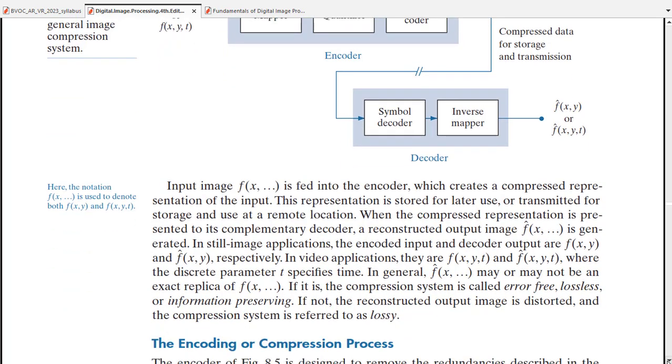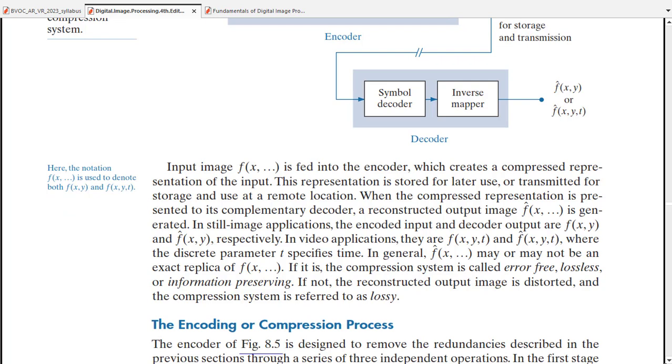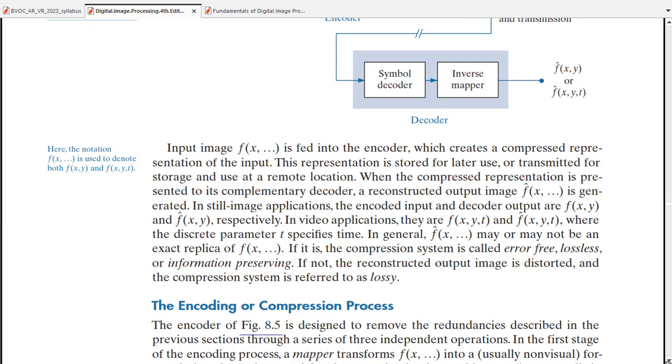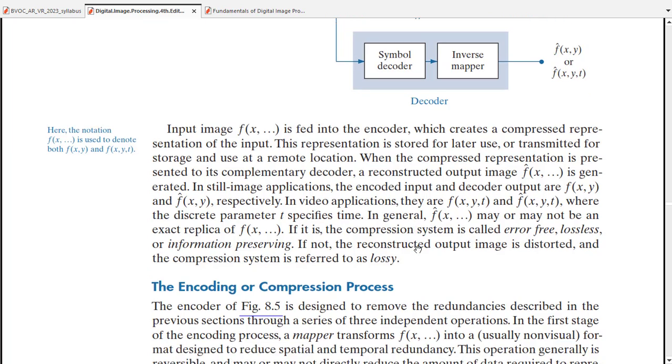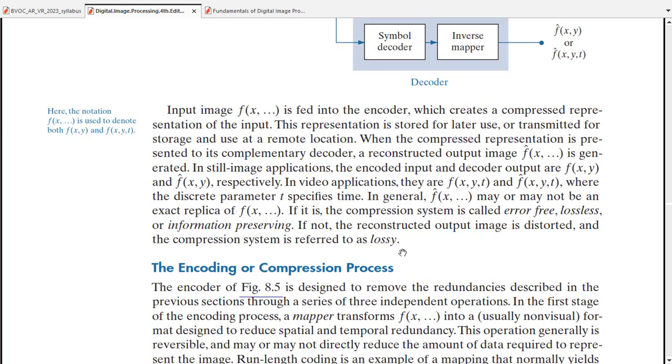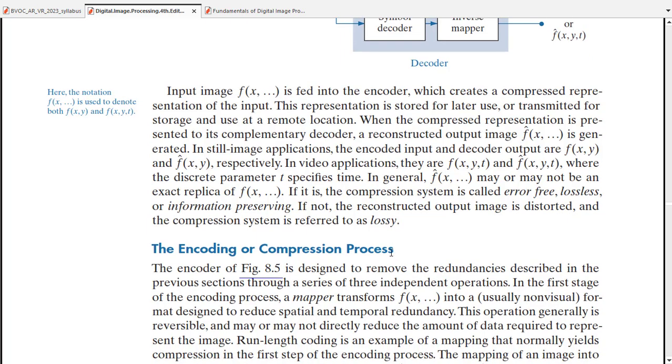So the input image f(x) is fed into the encoder and creates the compressed representation of this input. Sometimes the compression system produces error-free compression, called lossless or information-preserving compression. If not, the reconstructed output image is distorted, and the compression system is referred to as lossy.